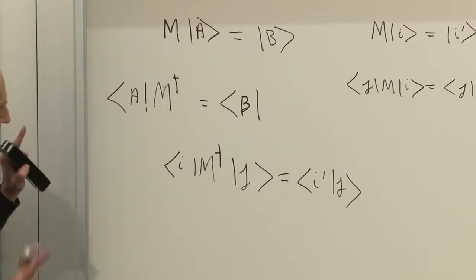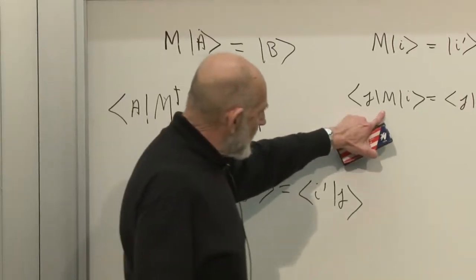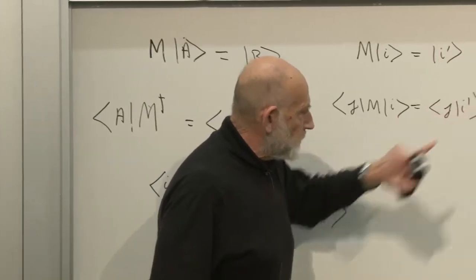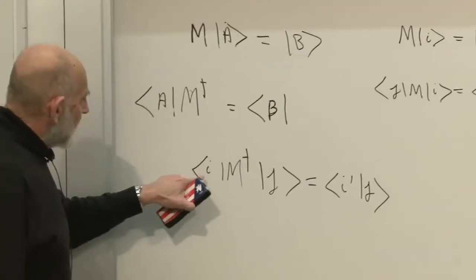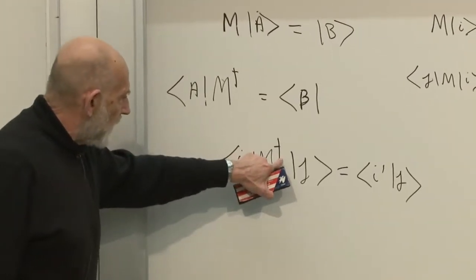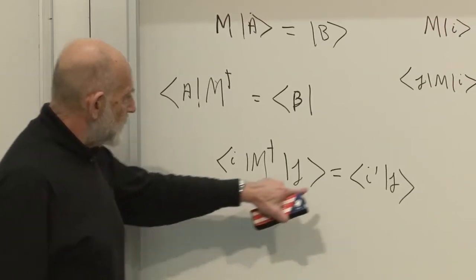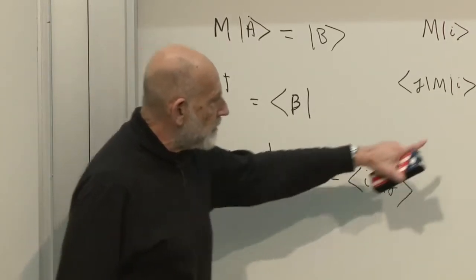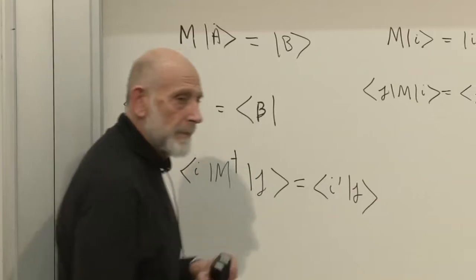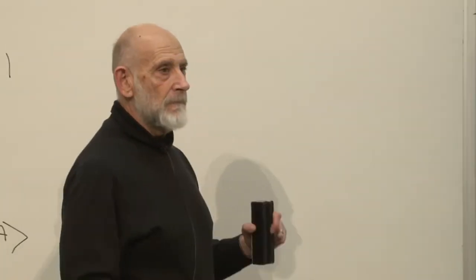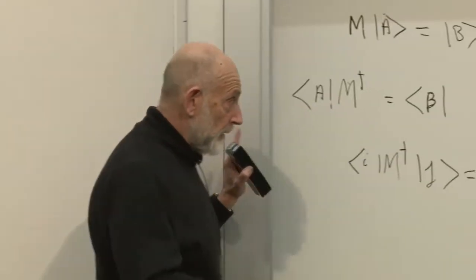Okay, so let's look at what we have. The matrix element of M is the inner product of J with I prime. The matrix element of M dagger is the inner product of I prime with J. What's the relationship between these two? Transposing, complex conjugate. Just a complex conjugate.